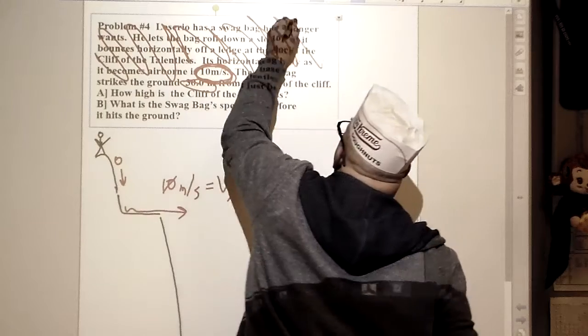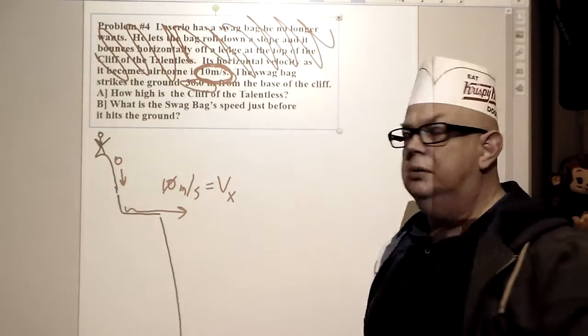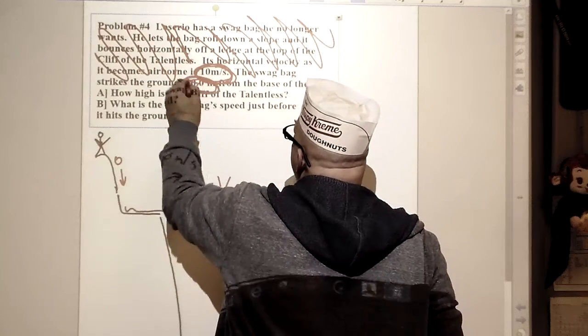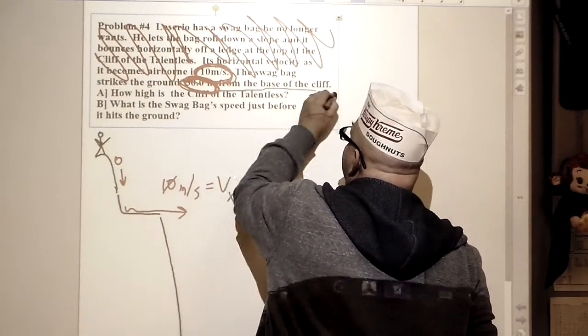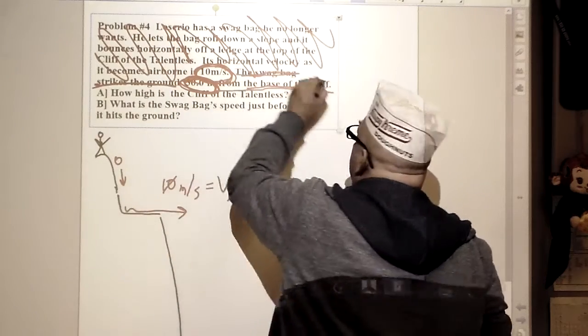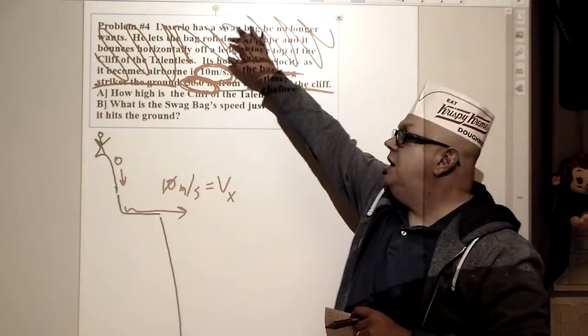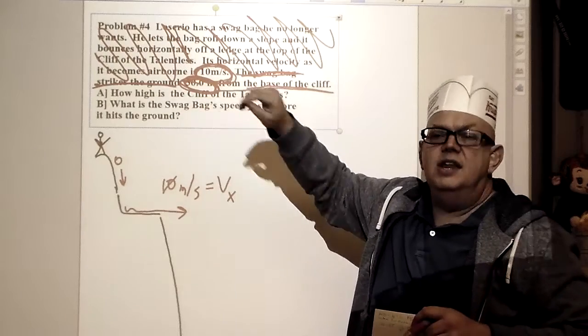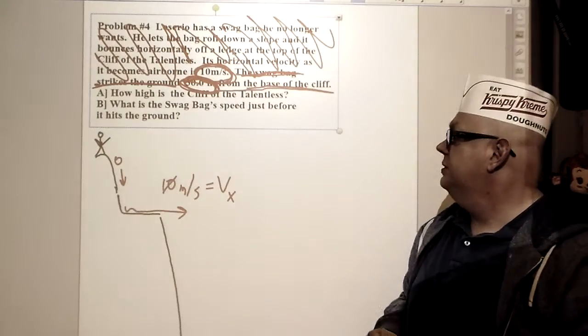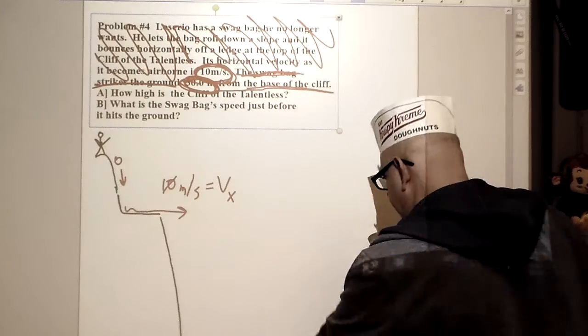Okay, see all this? You can cross all that out. It's not important to our problem. Now the swag bag strikes the ground 30 meters from the base of the cliff. That's important. So I don't care that it strikes the ground. I don't care it's a swag bag. So you can eliminate an awful lot of the words, because let's face it, it's there for your entertainment, and we've got a couple of numbers. So this is what we have.